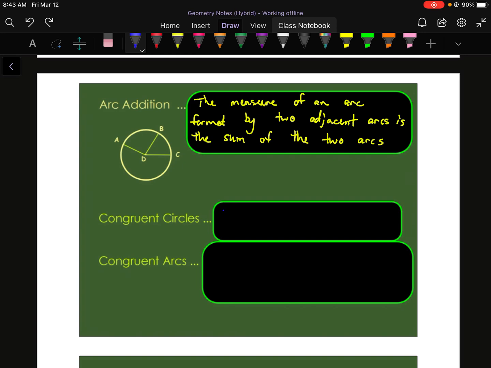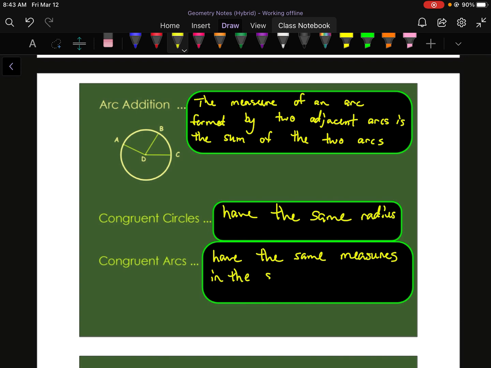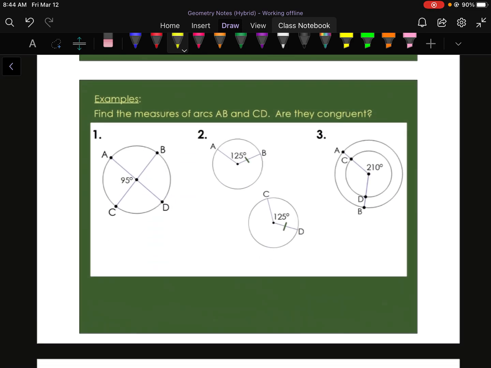Congruent circles. Well, tough to see that. They have the same radius. Congruent arcs have the same measures. We'll talk more about that here in just a second. They can be either in the same circle or congruent circles. So let's get into something a little bit like that here.